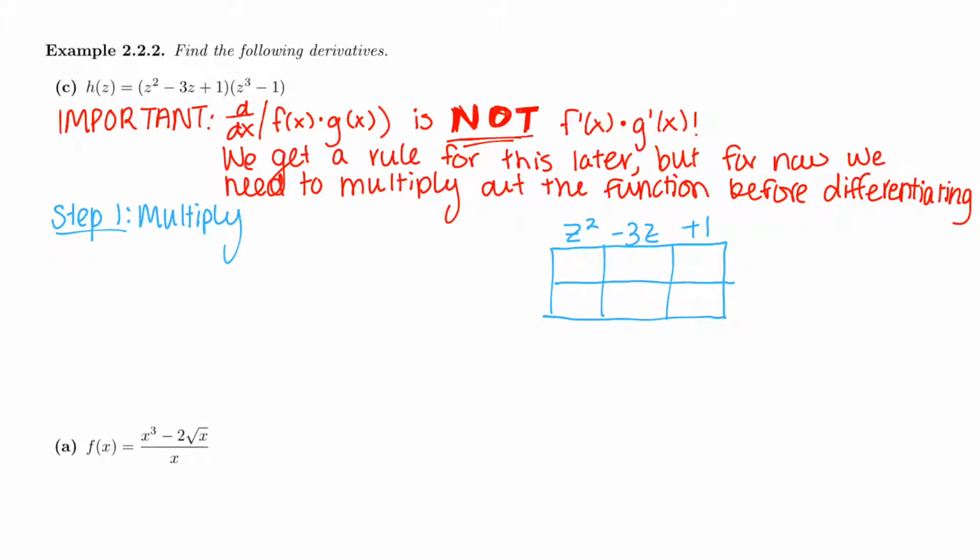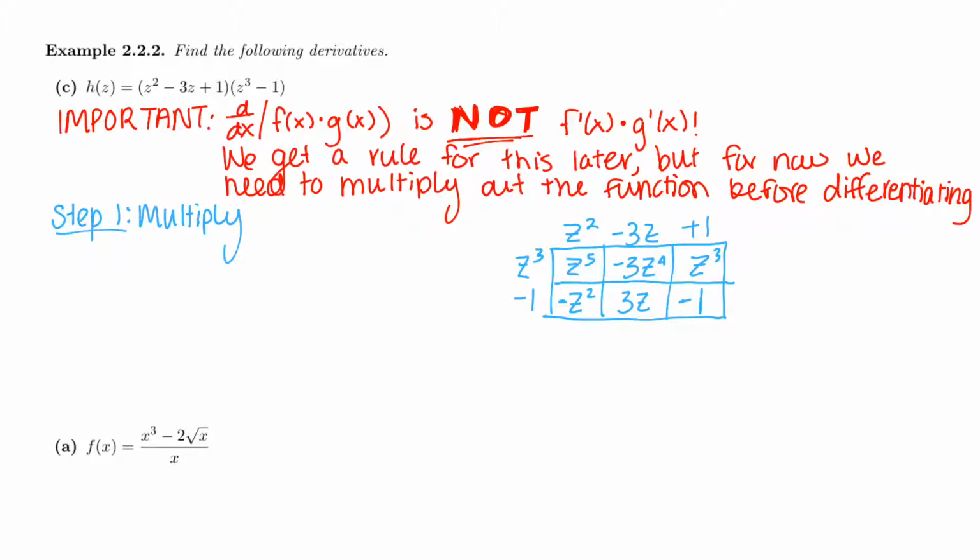And then the other polynomial is z cubed minus 1. And then you're just multiplying. So each square, it's like Battleship. So this square, you multiply these two together, so you'd have z to the 5th. For this square, you would multiply negative 3z and z cubed together, so you'd have negative 3z to the 4th. 1 times z cubed is z cubed. Z squared times negative 1 is negative z squared. Negative 3z times negative 1 is 3z. And then 1 times negative 1 is negative 1.